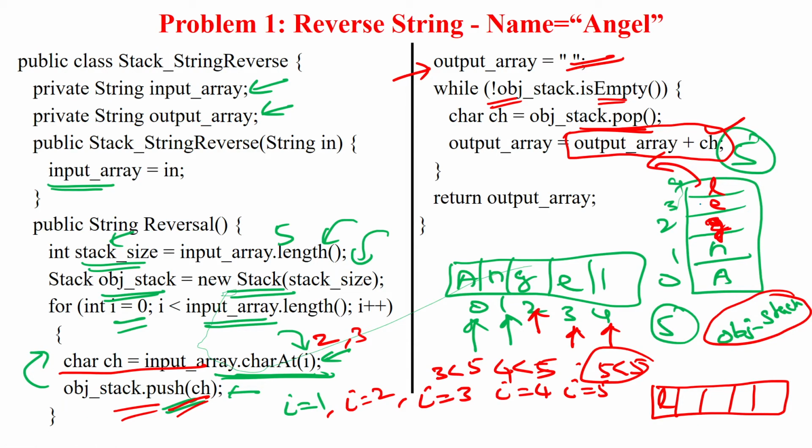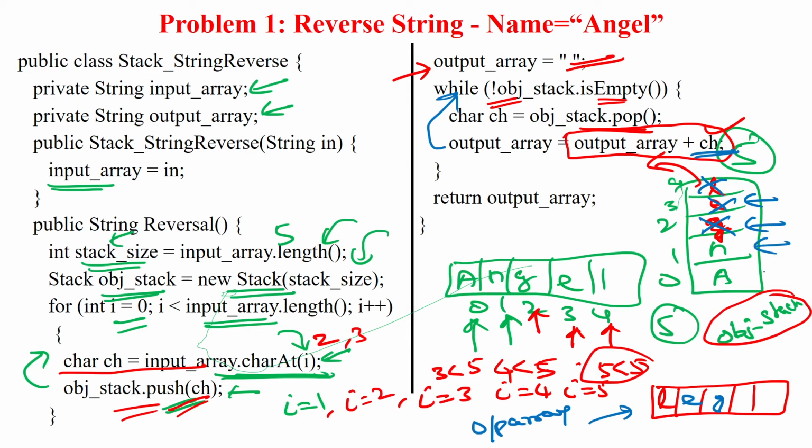Then again we are checking whether the stack is empty or not. No, still not empty. E is there. Okay, E, G, four elements are there. Then it reads the E, right? That E is added to the output array, so this is the output array. Then E is added here. Then again we are checking whether the stack is empty or not. It is not empty. G is there, so G is popped out and stored into the output array.